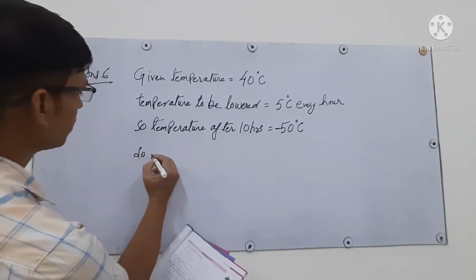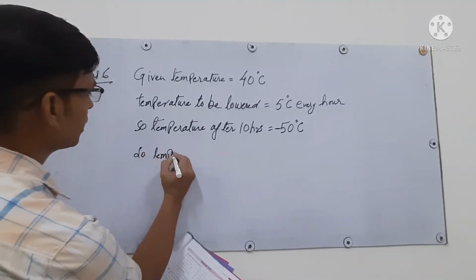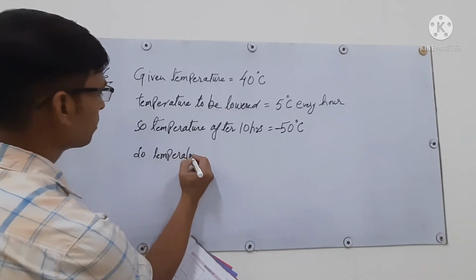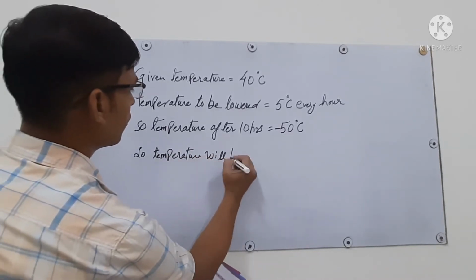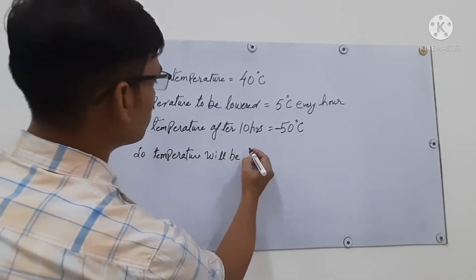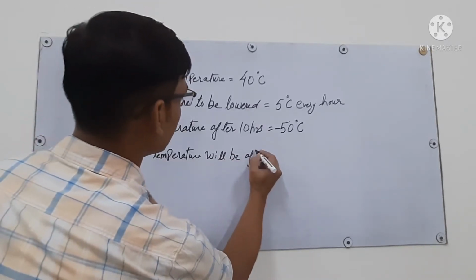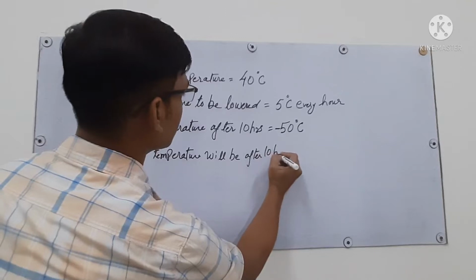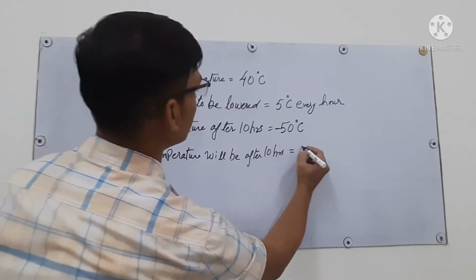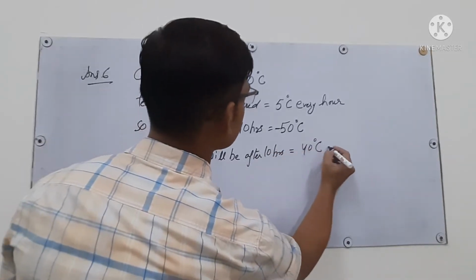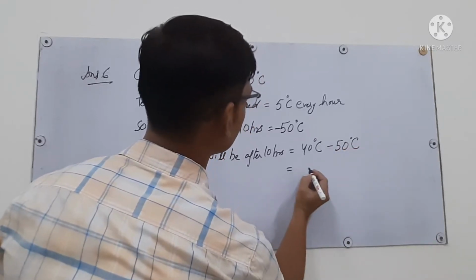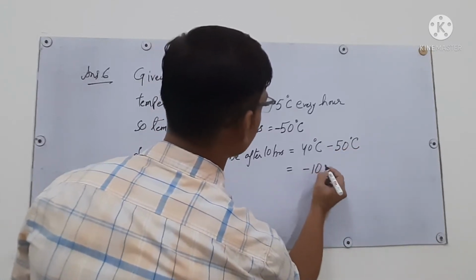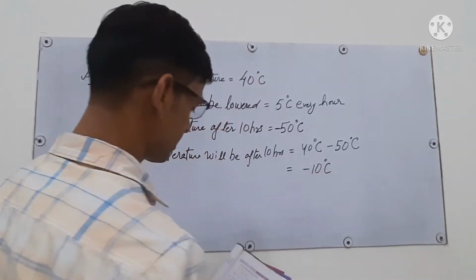So again, the temperature after 10 hours will be equal to 40 degrees Celsius minus 50 degrees Celsius, equal to minus 10 degrees Celsius.